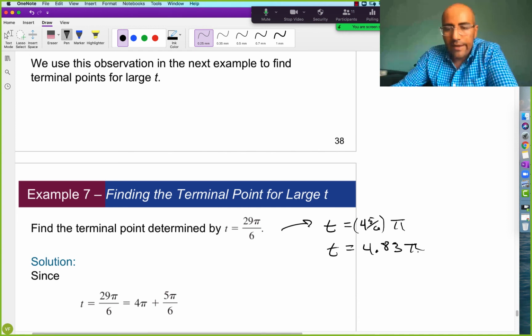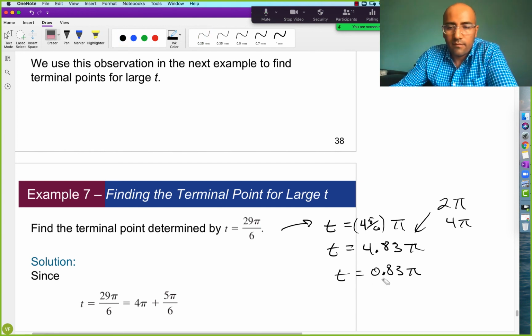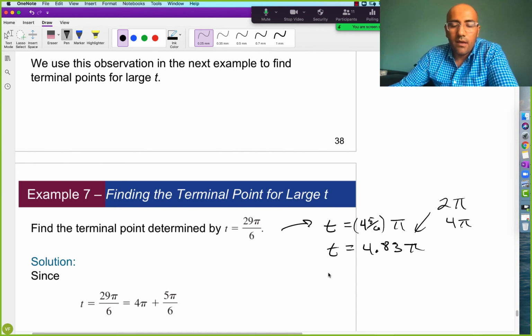But remember that 2 pi is 1 lap, 1 full rotation, and 4 pi is 2 complete rotations, and this is more than that. So we can subtract 2 pi's away from this and still end up at t equals 0.83 pi. Well, that looks confusing. We can take away 2 pi's from this and end up with another t value that ends up in the same terminal point. Good. So let's figure out what this is in terms of an exact answer.